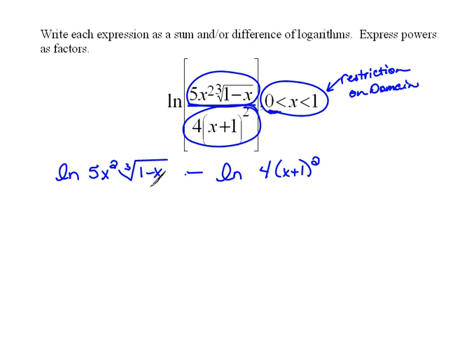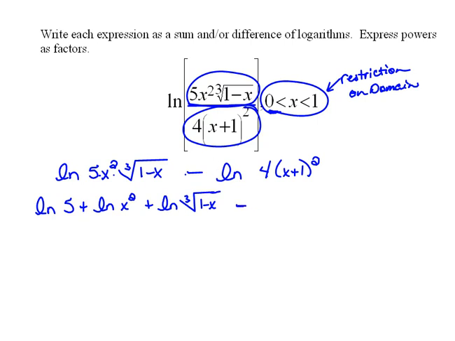Now, let's just look at this first term here. We have the natural log of 5 times x squared times the cube root of 1 minus x. Did you hear me say times in there? Logs that are put together with multiplication should be able to be separated out using addition. So this can actually be three separate logs. So that would be the natural log of 5 plus the natural log of x squared plus the natural log of the cube root of 1 minus x.